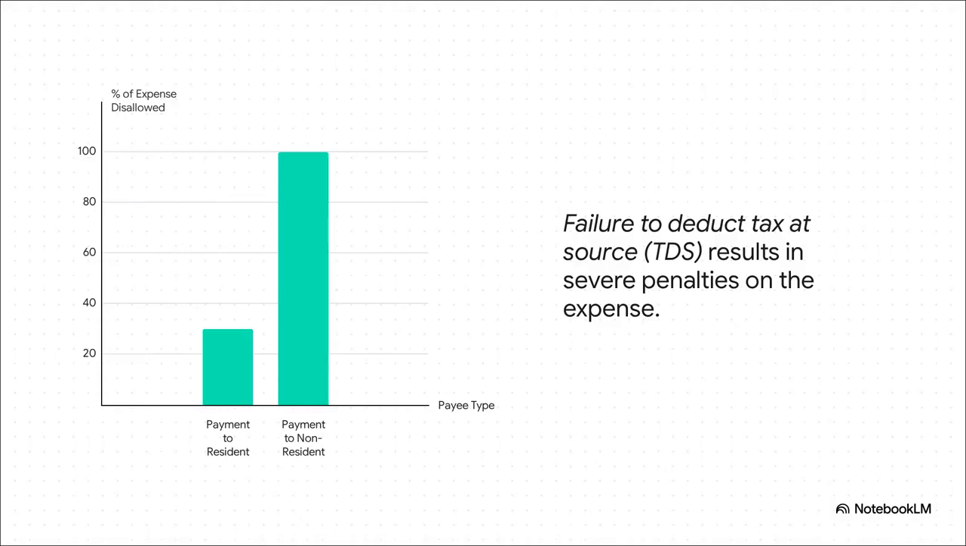Well, the penalties are pretty severe. If you fail to deduct TDS on a payment to someone living in India, 30% of that expense is disallowed from your books. And get this, if that payment goes to a non-resident, boom, a full 100% is disallowed. The entire expense is gone from your deductions. It's a huge incentive to get it right.